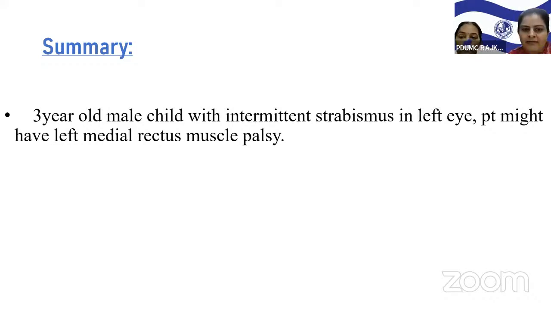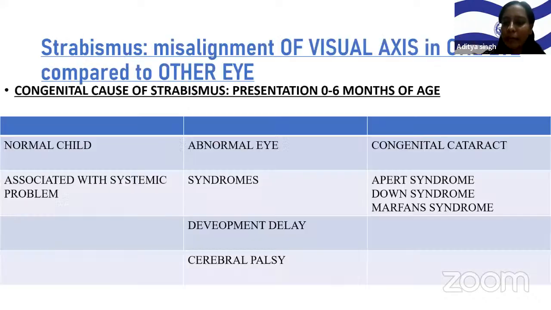So Jesse, can you please define what is squint or strabismus and what are the causes of strabismus in a pediatric patient? Strabismus is misalignment of the visual axis in one eye compared to the other eye. The causes are divided into congenital causes and acquired causes. Congenital causes are mostly seen between 0 to 6 months of age. The normal child comes with an abnormal eye, mostly due to congenital cataract, or associated with other syndromes like Apert syndrome, Down syndrome, Marfan syndrome, developmental delay and cerebral palsy.